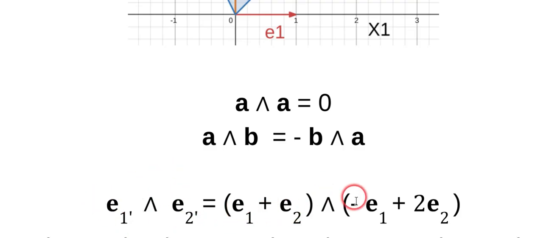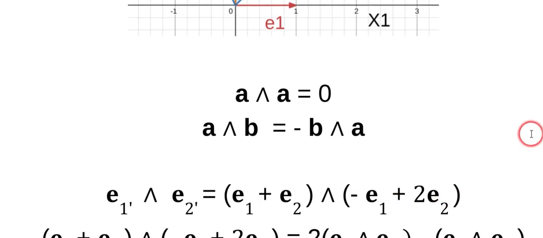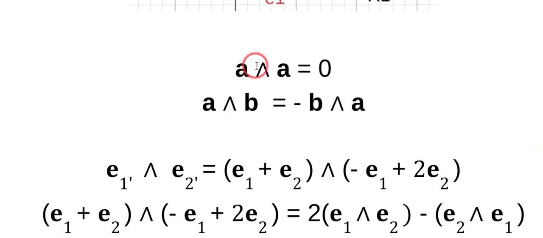So here's E1 prime, here's E2 prime. All right, now remember the rules. Here, this rule first: E1 wedge E1 is 0, E2 wedge E2 is 0. So instead of getting 4 terms, we only got 2 non-zero terms, which is 2 E1 wedge E2, and E2 wedge E1, which is negative E2 wedge E1.